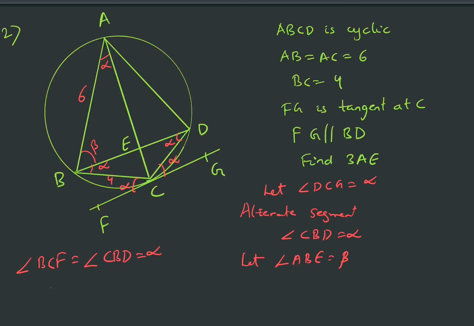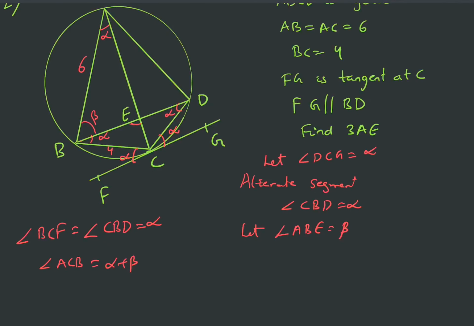Okay, so angle ACB is equal to alpha plus beta. Also this angle is nothing but an exterior angle of this triangle, right? So this angle is also alpha plus beta. So angle BEC is also alpha plus beta.